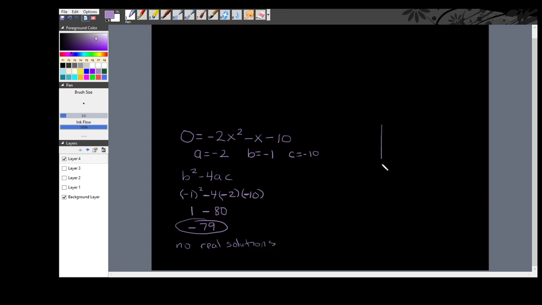If I was trying to look at a graph, the first thing I notice is that my a value here is a negative 2. That means this parabola opens downwards. And since there's no real solutions, it's not going to touch the x-axis. So it'll be something down like that. And that's it. That is our information on the discriminant.